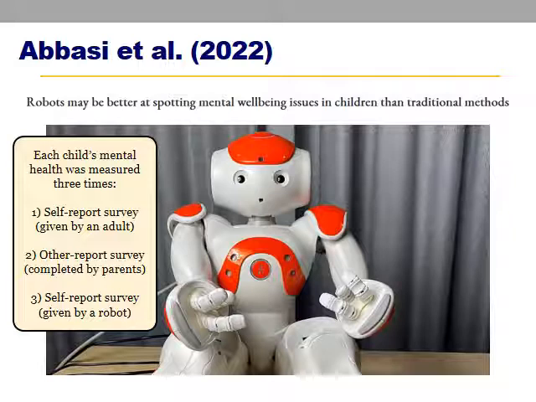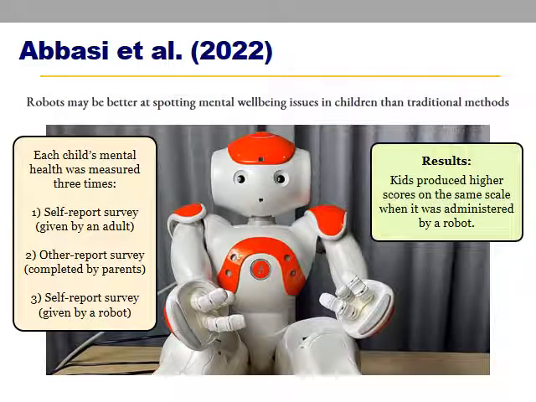Third, in another session, each of these children was administered the same self-report survey that they had previously completed, but now, instead of it being administered by an adult, it was administered by a robot, like the one pictured in this photo. Now, even though each of these kids was measured 3 times and administered the same scale just in different ways, what the researchers found was that the way that they received the scale dramatically affected their scores on that scale.